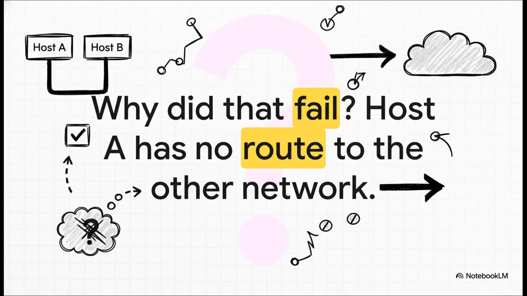So, why did it fail? It all comes back to the routing table. Think of the routing table like your computer's internal GPS. Right now, host A's GPS only has its own local neighborhood mapped out. We never gave it the instructions, the route, to say, hey, to get to that other network, your next turn is over at host B.